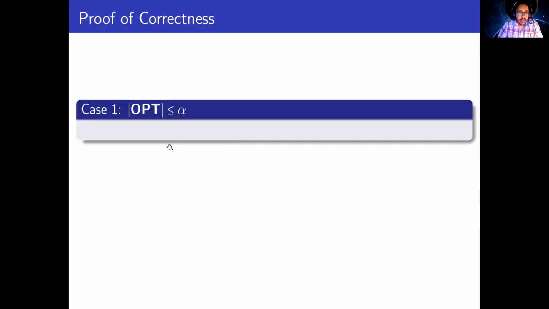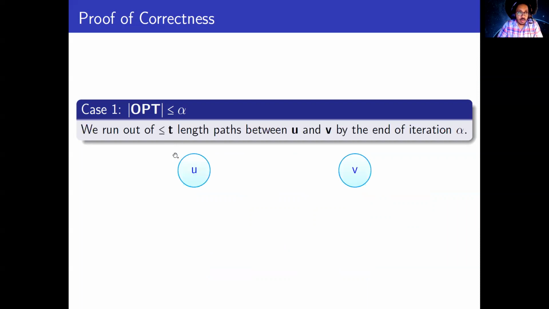We're going to have two cases we need to look at. In case 1, we have that opt has at most alpha vertices. In this case, we claim that we run out of paths to remove by the end of iteration alpha. Why does this happen? Well, we know that there is at least one node from opt in each UV path of length less than or equal to t. We also know that each of the paths the algorithm finds are node disjoint, with the exception of u and v, of course. So, after at most alpha iterations, we will have removed every single node in opt from the graph. Well, we know that opt is a length t cut, so that means that there are no more UV paths with length less than or equal to t.